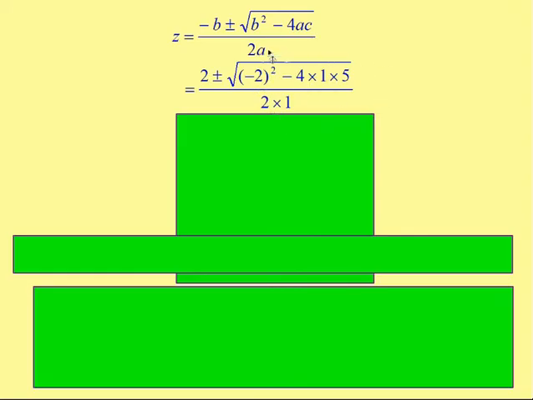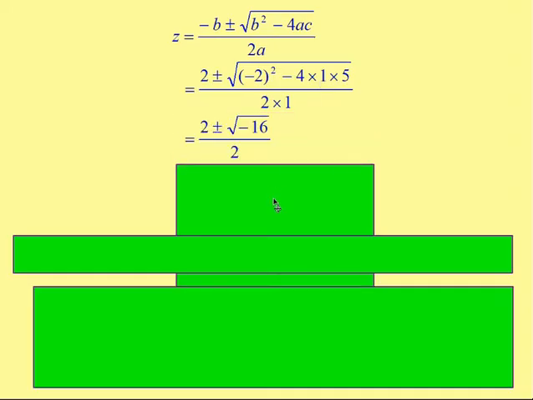And if you simplify this bit here under the square root, simplify the b squared minus 4ac, we end up getting 2 plus or minus the square root of -16 over 2. We have the square root of a negative! But because we have just worked through that first lesson with the introduction to complex numbers, we know how to deal with that.